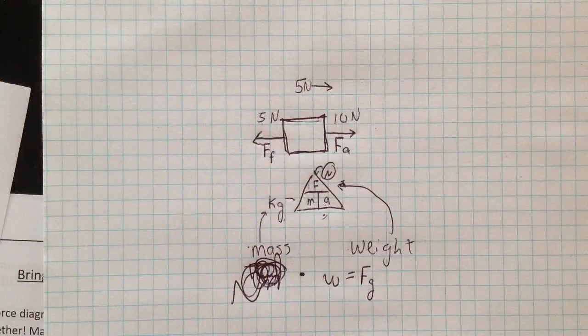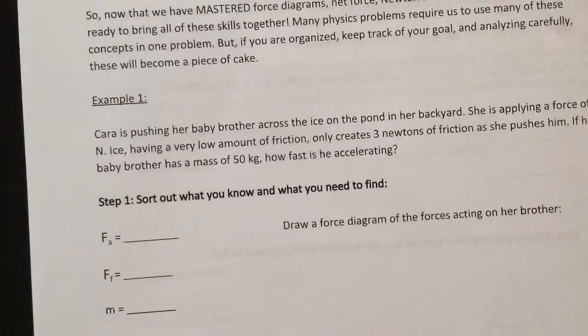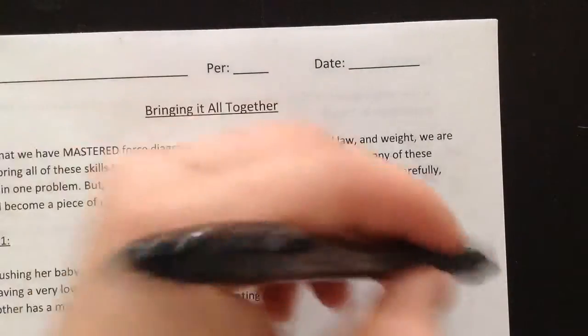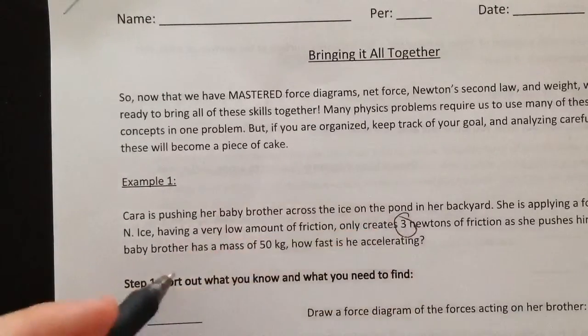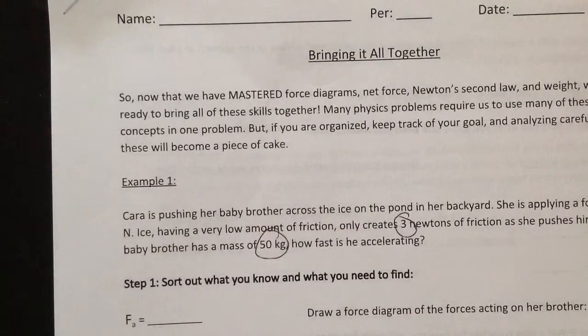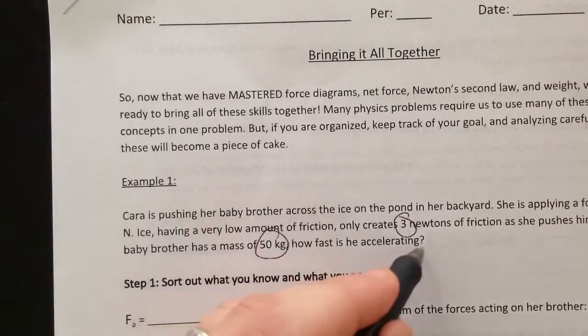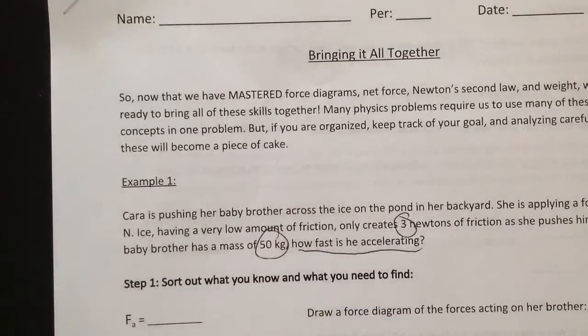So let's get started with our first problem. Whenever you're looking at one of these problems, obviously read through it and circle all the important information. For example, we see something about 15 newtons, 3 newtons, 50 kilograms, but make sure you go ahead and read it. But then always know where you want to end. Whenever you're going on a trip, you need to know your destination. And so we're going to be looking at acceleration.